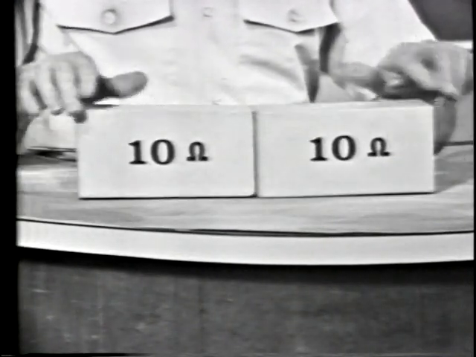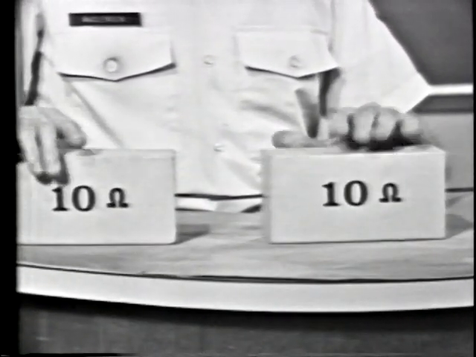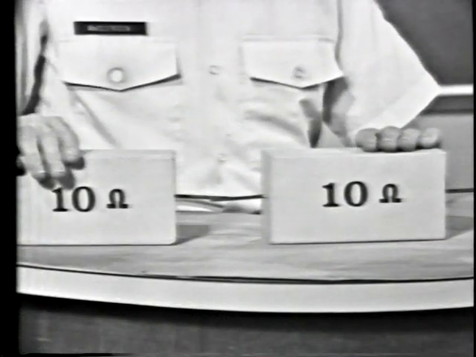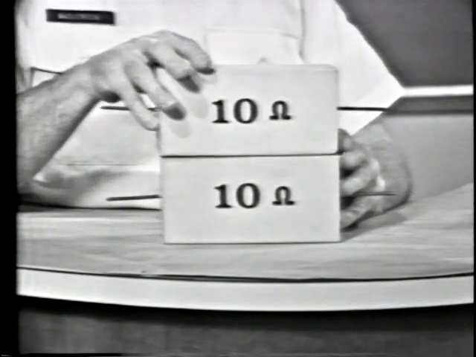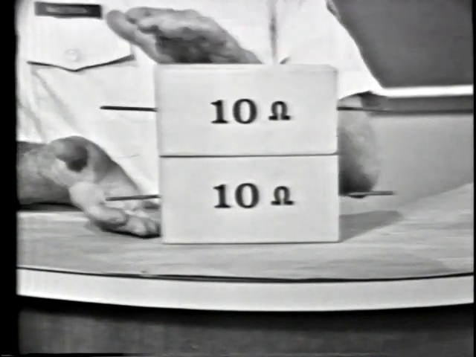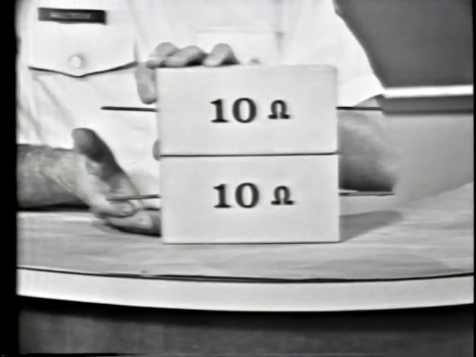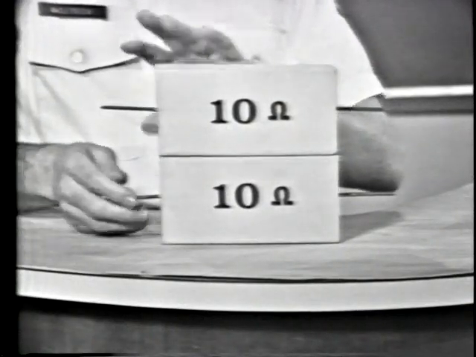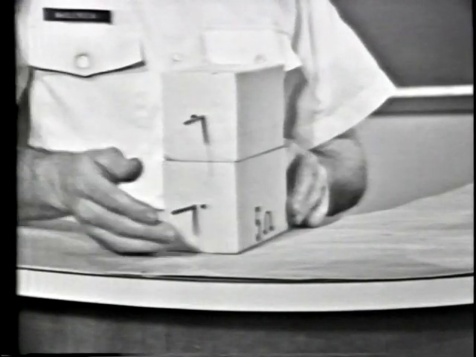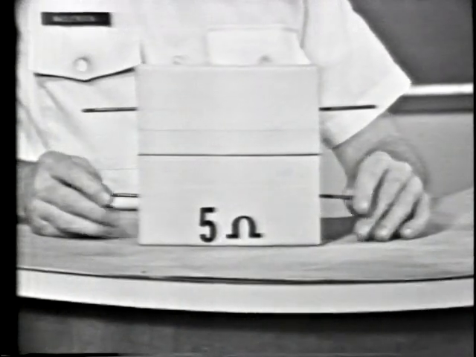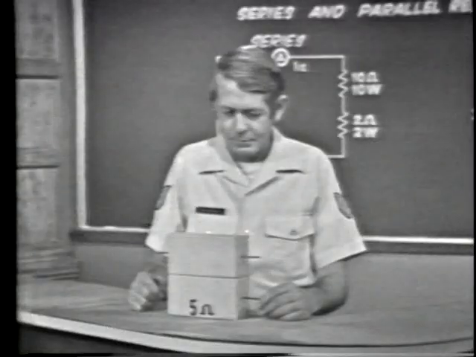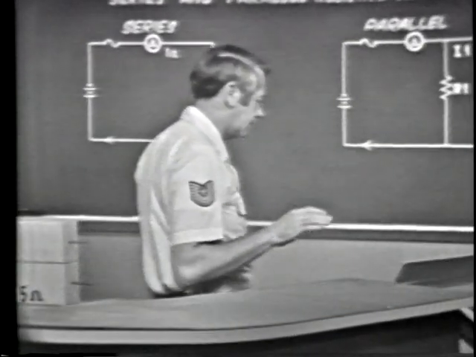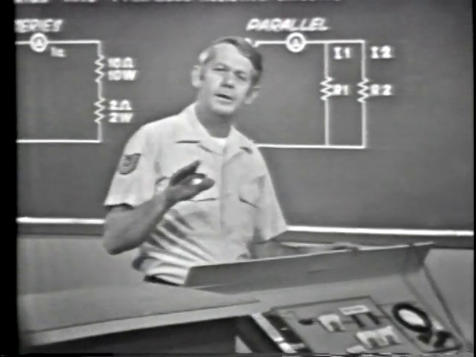We also learned that resistance is inversely proportional to cross-sectional area. If I place the resistors like this, I've doubled the cross-sectional area of the material. This decreases resistance by 1/2, so we now have only 5 ohms of resistance. Well, this is what happens to total resistance in a parallel circuit.